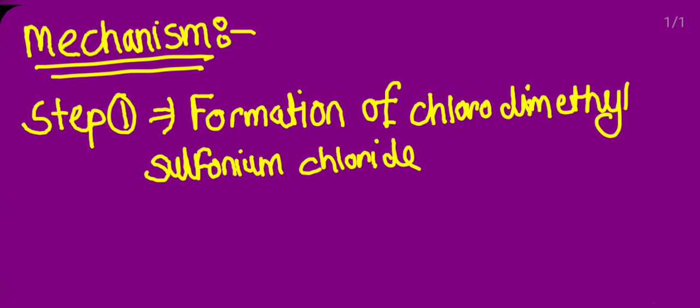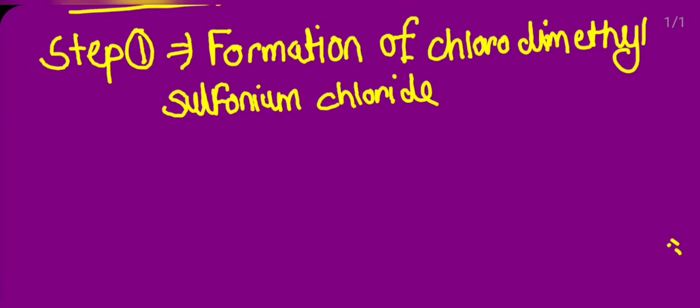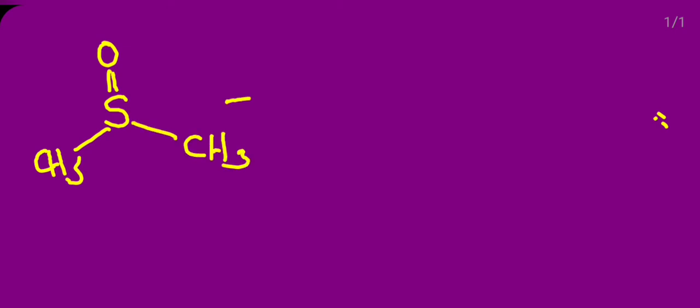What is the first step in this mechanism? It is the formation of chlorodimethylsulfonium chloride. Now the question is how this chlorodimethylsulfonium chloride is formed. We know the reagents used in this reaction are DMSO and oxalyl chloride. In the first step, the DMSO will react with the oxalyl chloride. How? Let us see. This is dimethyl sulfoxide and its reaction with oxalyl chloride: Cl, C double bond O, then C double bond O, Cl.